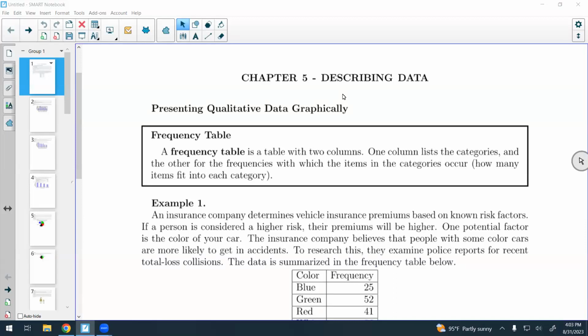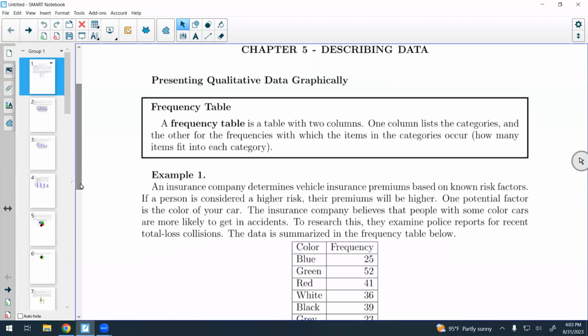So, right now we're going to talk about presenting qualitative data graphically. Then later on we'll start talking about quantitative, because when you think of statistics, we tend to think more of quantitative than qualitative data for the most part.